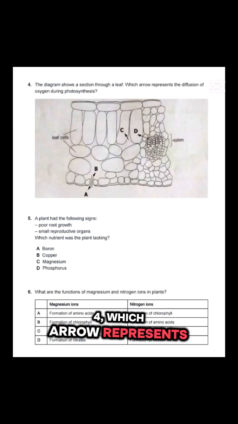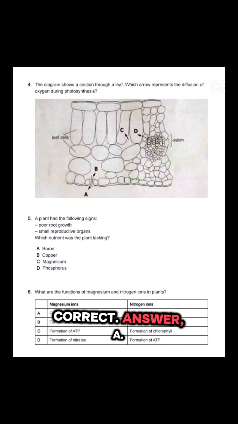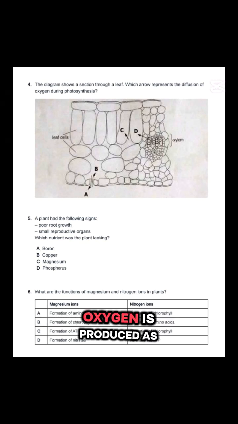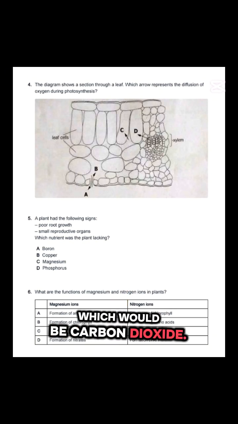4. Which arrow represents the diffusion of oxygen during photosynthesis? Correct answer, A. Explanation and reasoning: during photosynthesis, oxygen is produced as a waste byproduct inside the mesophyll cells of the leaf. Because its concentration becomes higher inside the leaf than in the outside atmosphere, it diffuses out of the leaf through the stomatal pore into the surrounding air. Arrow A clearly shows a gas moving from the internal air spaces directly out through the stoma. Note, arrow B represents a gas entering, which would be carbon dioxide.